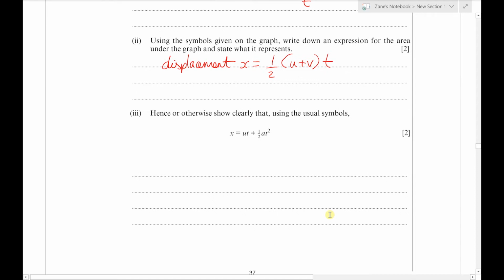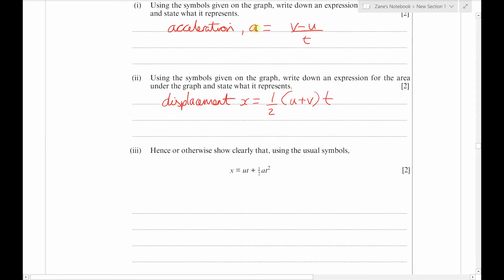Now next we have to show clearly, using the usual symbols, that x equals ut plus a half at squared. Well, what we'll notice is that in this equation that we're trying to get, there is no letter v, so what we're going to do is rearrange acceleration is v minus u over t from the first question into the form where v is equal to u plus at. I'll just put it in brackets there, that's from part 1. Then we're going to substitute that into the equation that we've got in part 2. So in part 2 we had x equals a half u plus v times t. We're going to replace the v by u plus at.